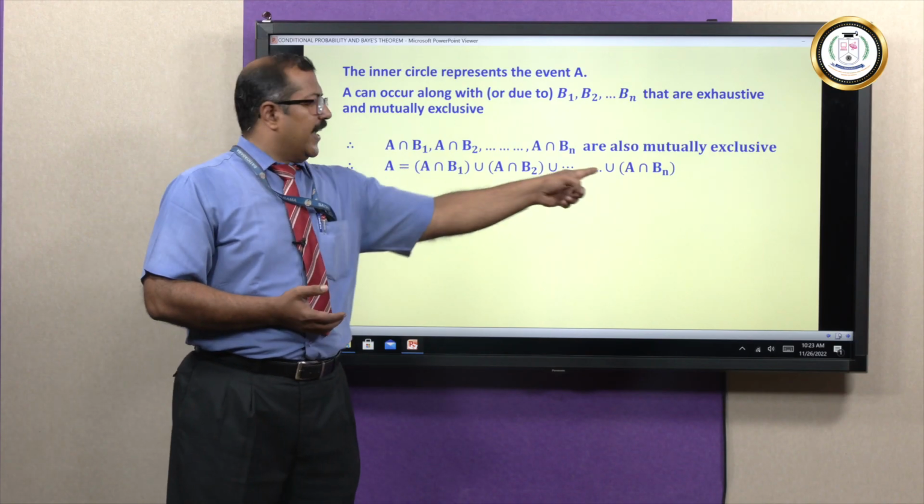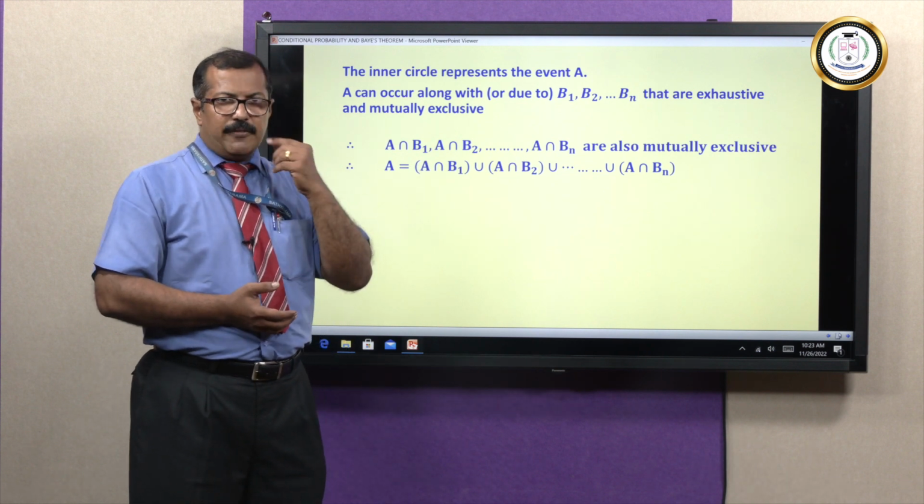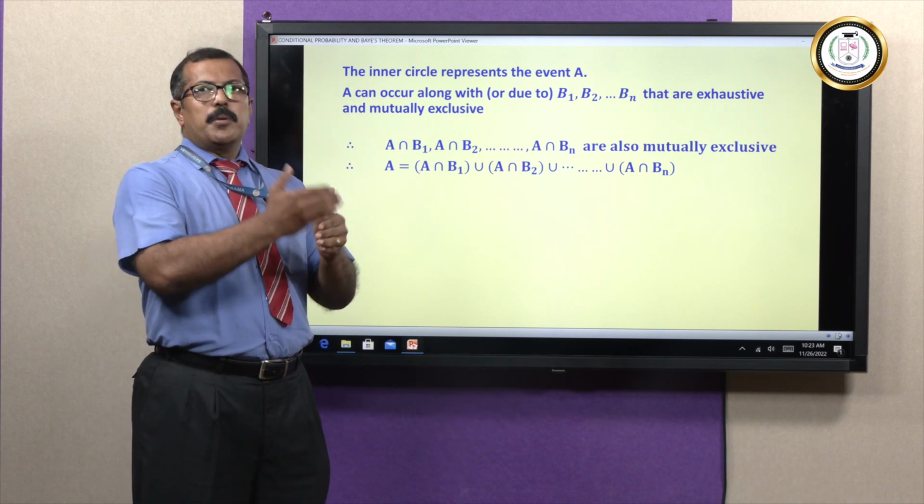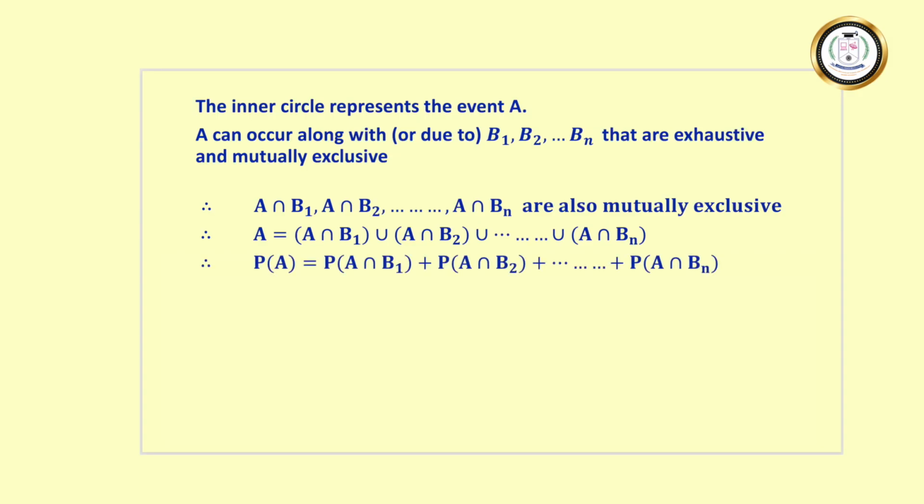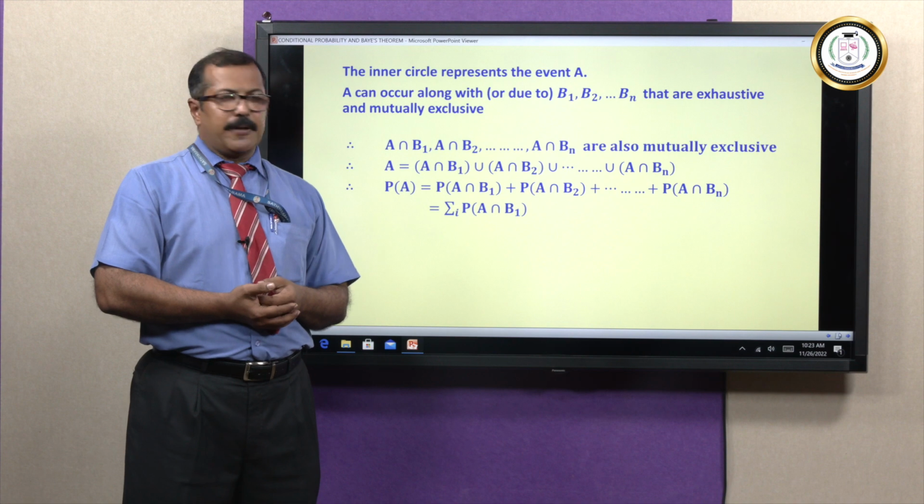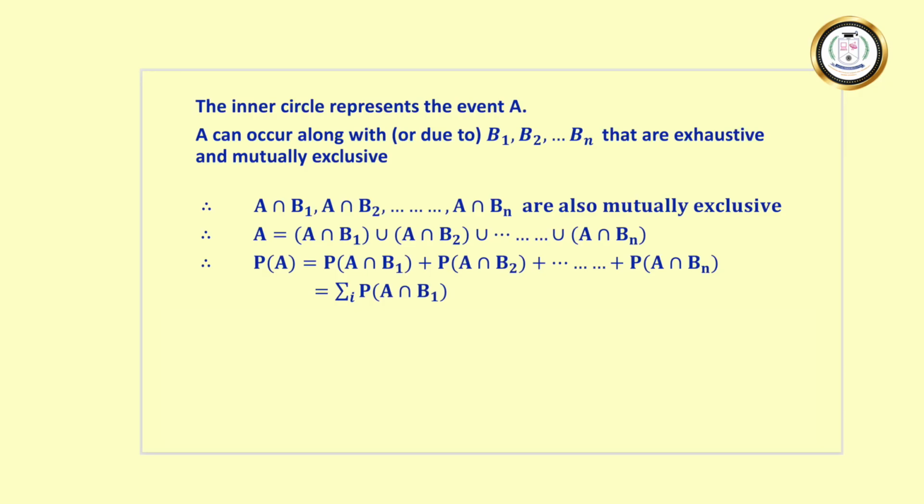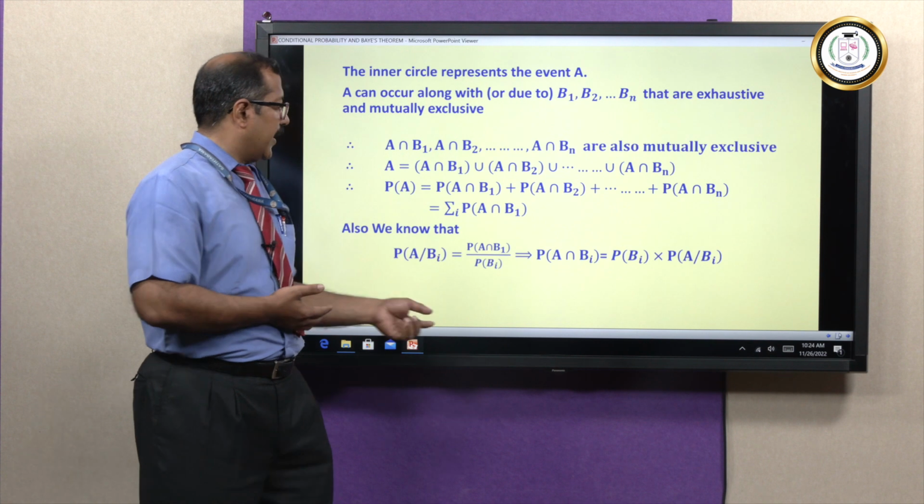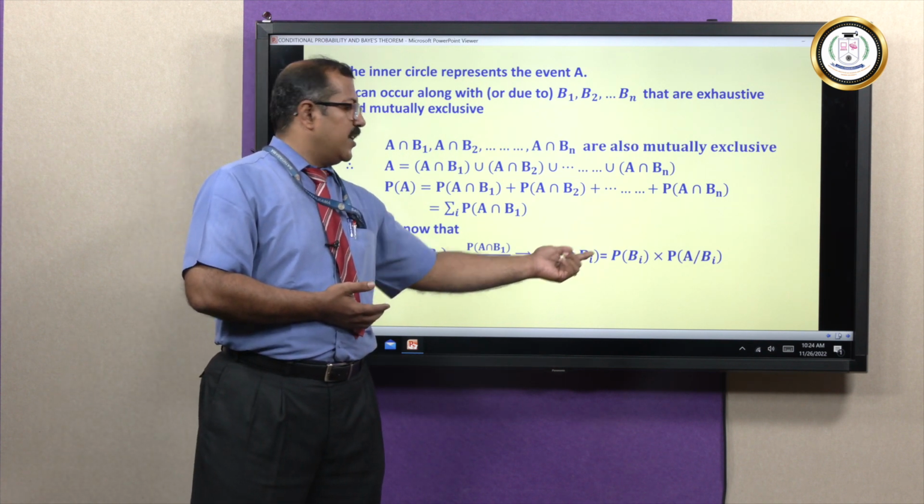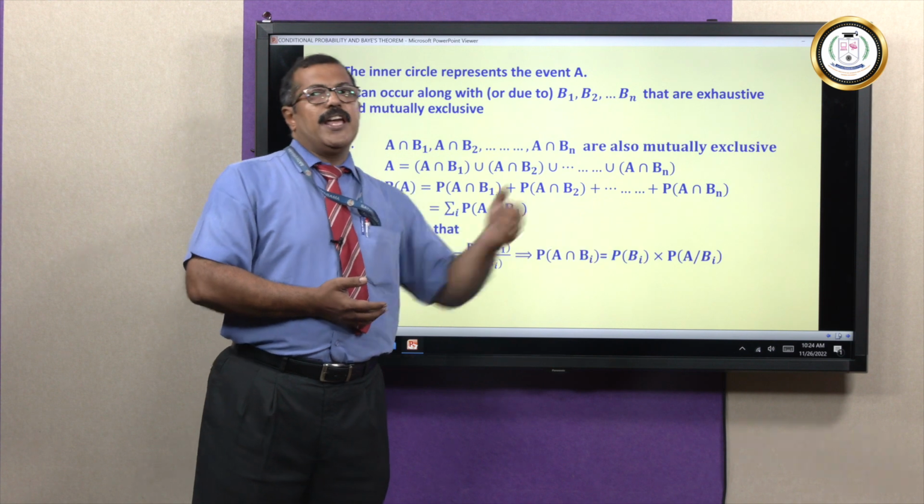Since they are mutually exclusive, we already know that when events are mutually exclusive, the probability will be the sum of their individual probabilities. So P of A is equal to P of A intersection B1 plus P of A intersection B2, etc. up to P of A intersection Bn. This I can write as summation over i of P of A intersection Bi. Already we have conditional probability: the conditional probability of A given Bi is P of A intersection Bi by P of Bi. If we cross multiply, we get P of A intersection Bi to be P of Bi into P of A given Bi.